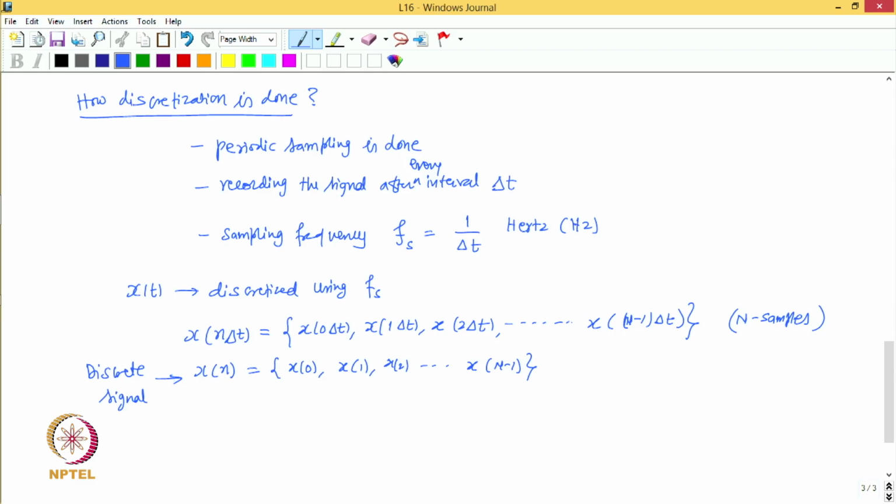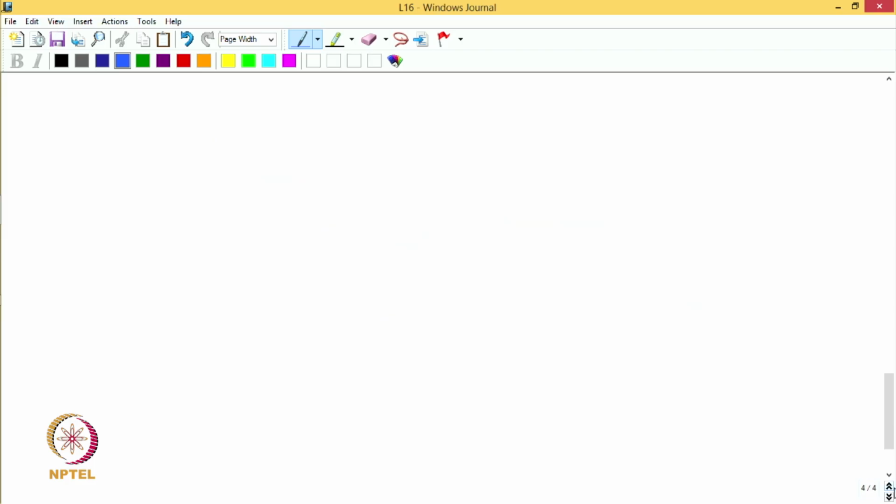Now, what is the process of measurement and discretization? Let us look at some of the broad steps which are involved in the process of measurement and discretization. So, we can represent it through this simple block diagram.